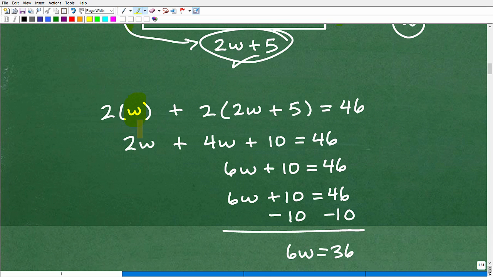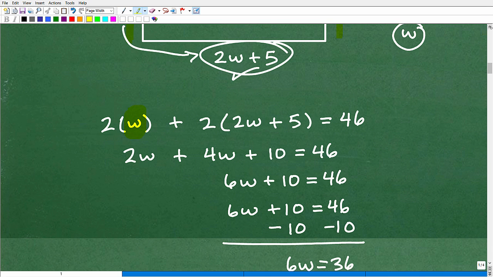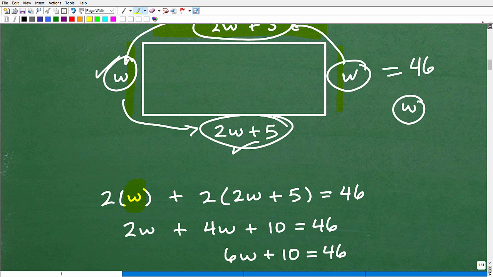The width. How many widths do I have? Well, let's go back up here. I have 2 widths. So if I just double the width, or I can go W plus W, that's going to give me 2W, or I have this width times 2. It doesn't make a difference how you want to think about it. Both ways would be okay.